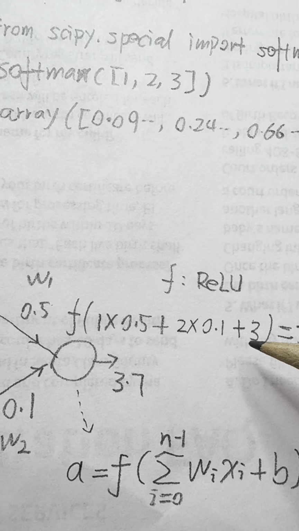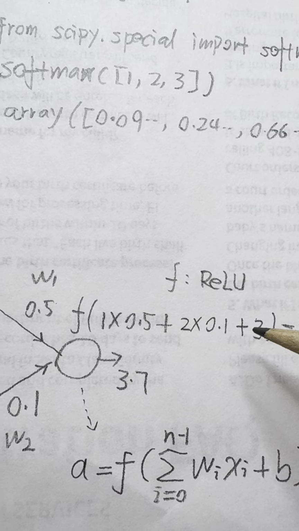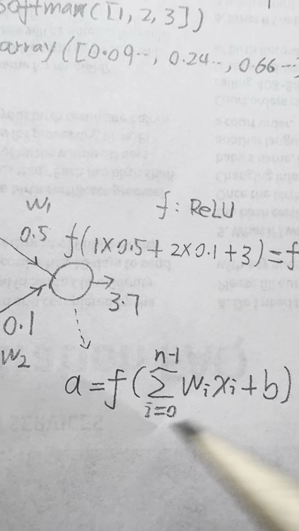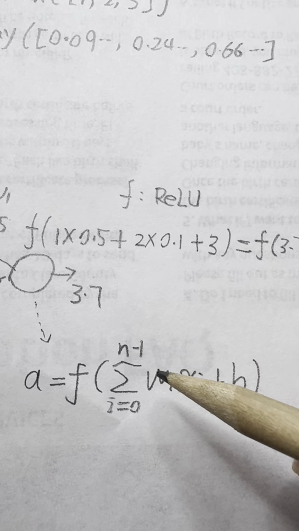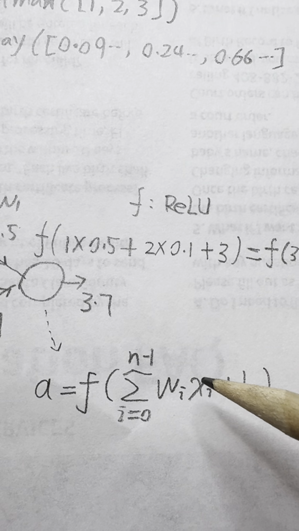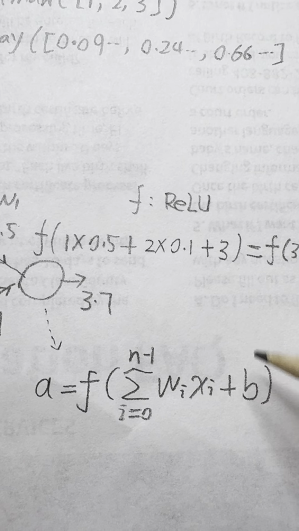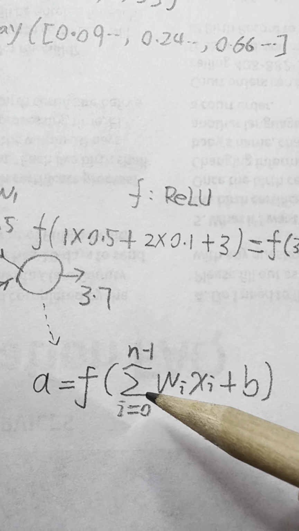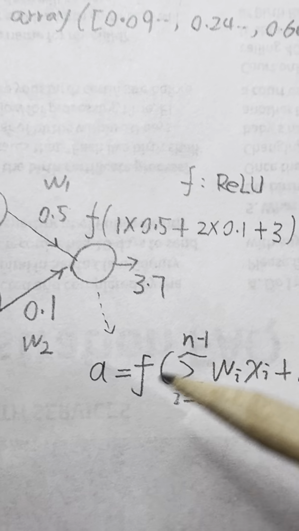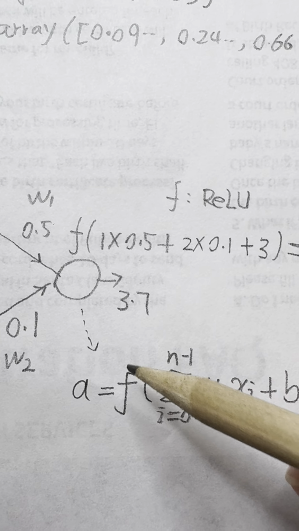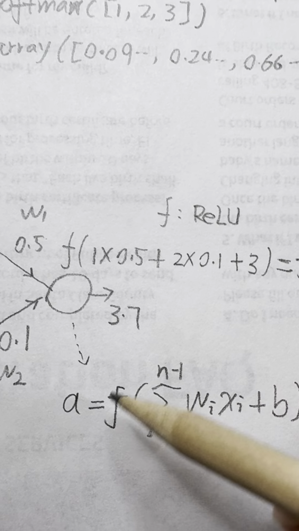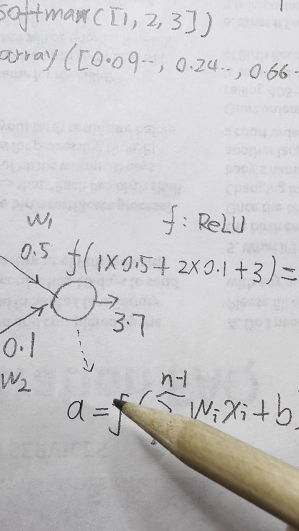Also, when we are computing the weighted sum, this neuron here also has a bias, like an offset, which is a constant. So the weighted sum will be, this is the formula: the weight multiplied by each input plus some constant, and sum this together, and then apply a function on top of it. This function is called the activation function.